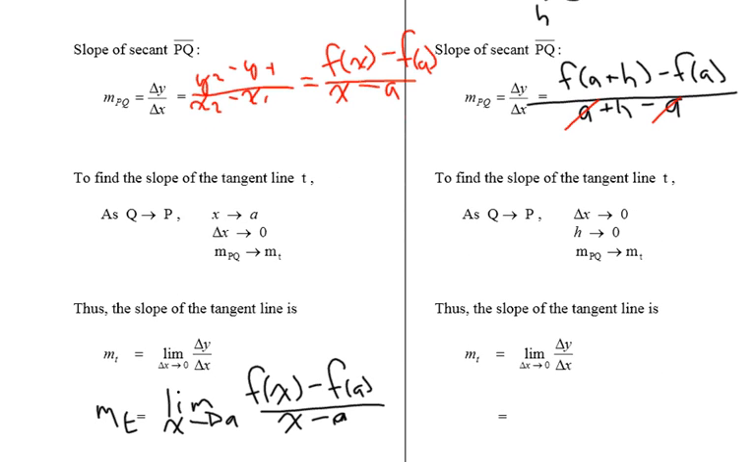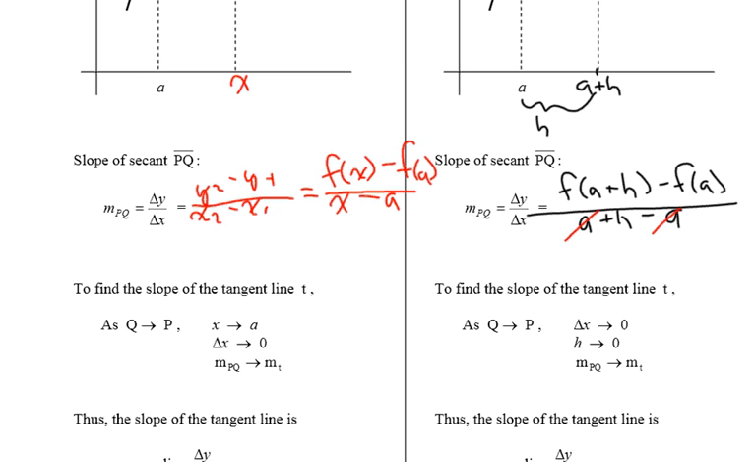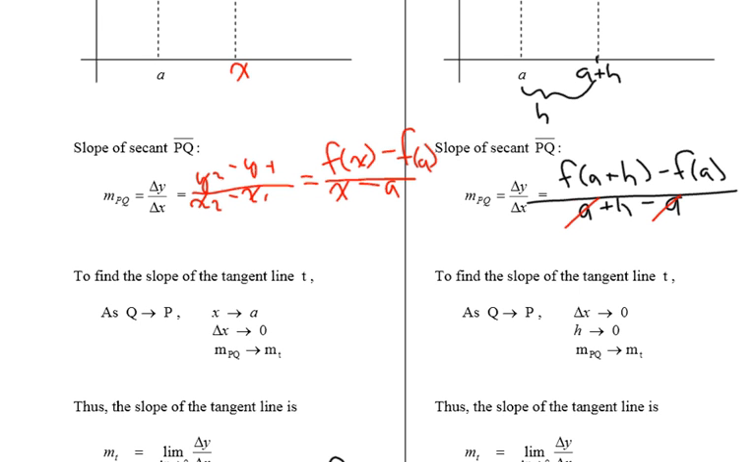So it acts a little bit differently, as you can see. As q approaches p, delta x approaches 0, h as well approaches 0. That space between those points gets smaller and smaller, but we're still left with our tangent line being approximated by this secant line. And this is a pretty important formula here. You'll see this a lot.